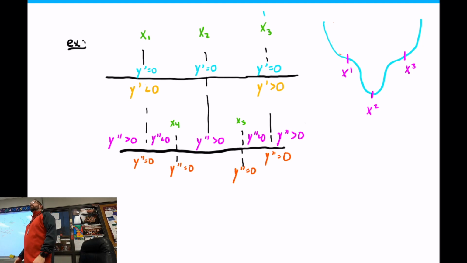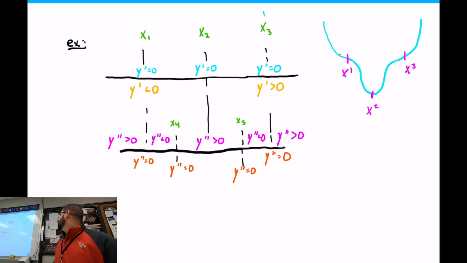What's all the bottom stuff for? That's the second derivative. That helps me with concavity. That helps me know if it's bowing upwards like a cup, or if it's bowing downwards. We're not focusing on that yet. So we're saying at x1 it bows, x2 it bows, and x3 it bows. Like a cup. Yeah, yeah.